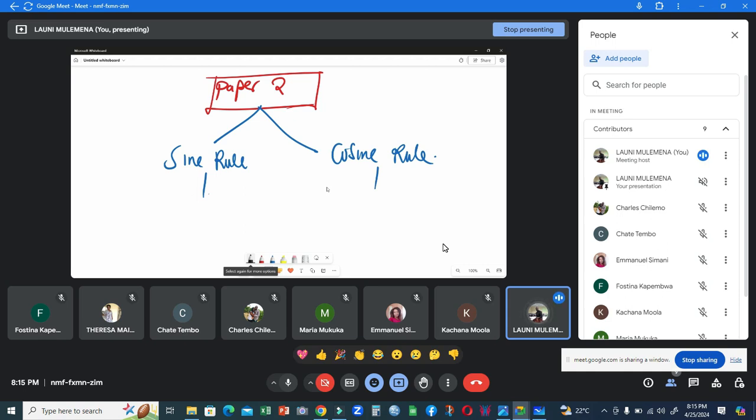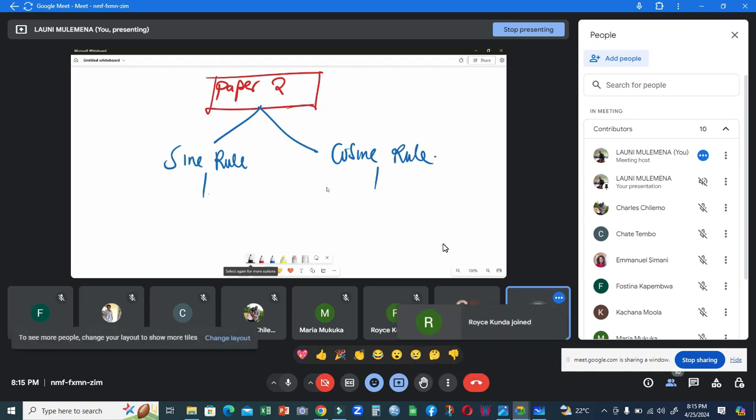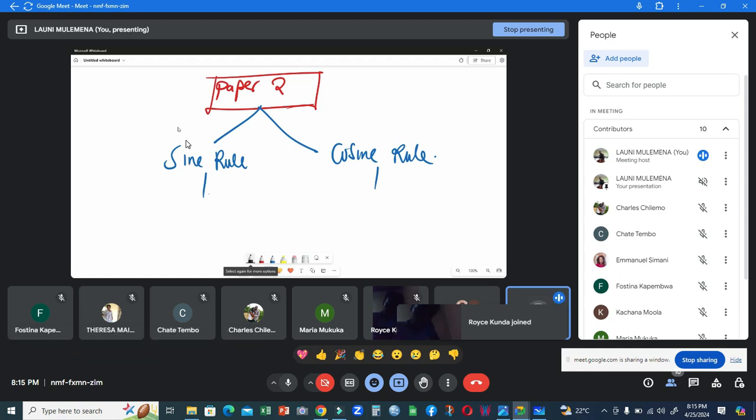So we need to specialize. We need to know it. And remember, it comes in section B, where you are supposed to choose. So a topic like this, we need to know it because it's a must. We need to choose it. So I'm emphasizing the ability to identify a sine rule and to differentiate it from a cosine rule.